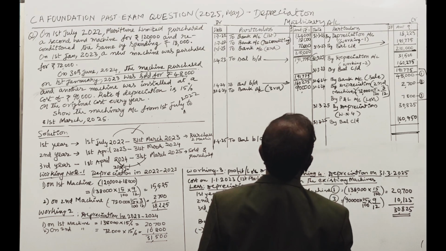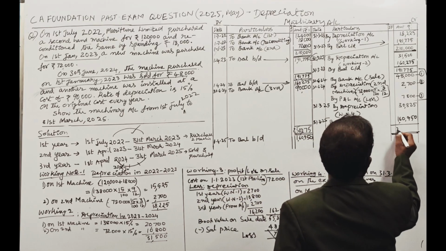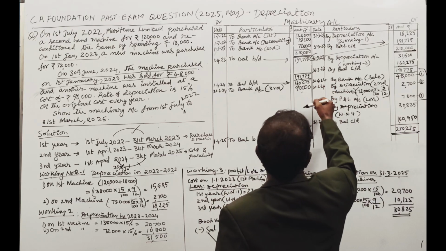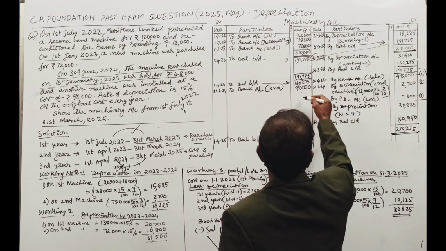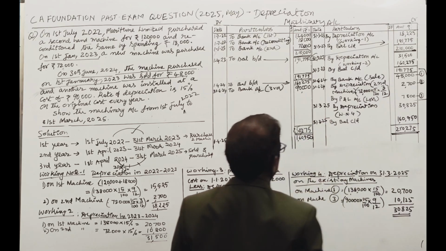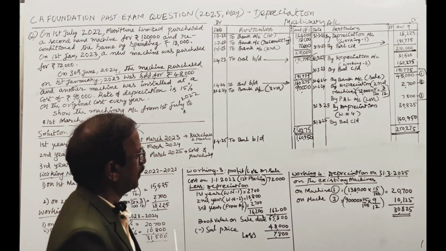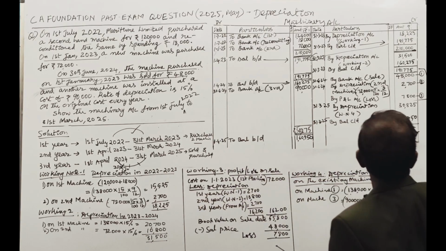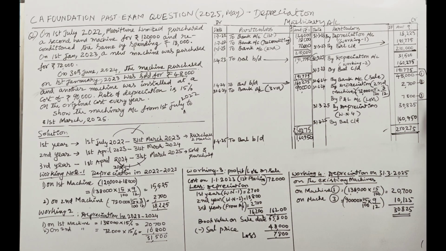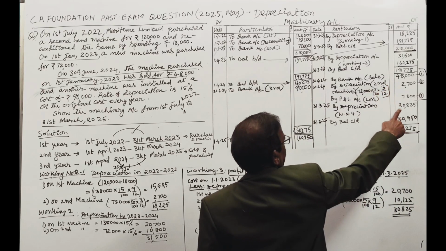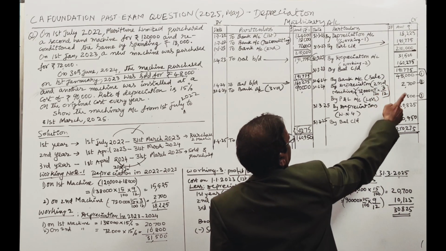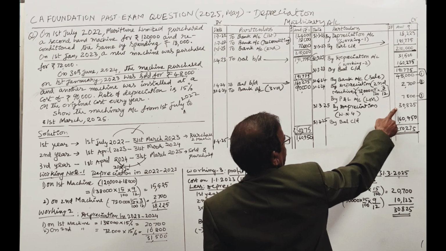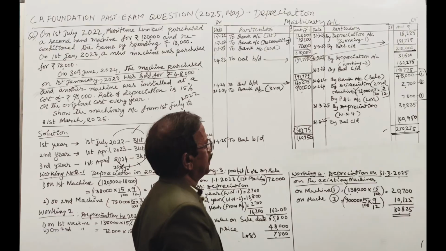Now, debit side total 2,50,275. I think I must be correct. You can check it later if there is any wrong. Yes, 2,50,275. From this total, you have to subtract these items. All the credit items: bank item, depreciation, profit and loss, and depreciation on the remaining machines.